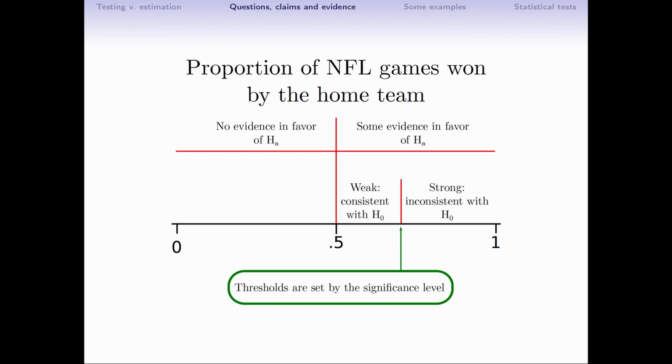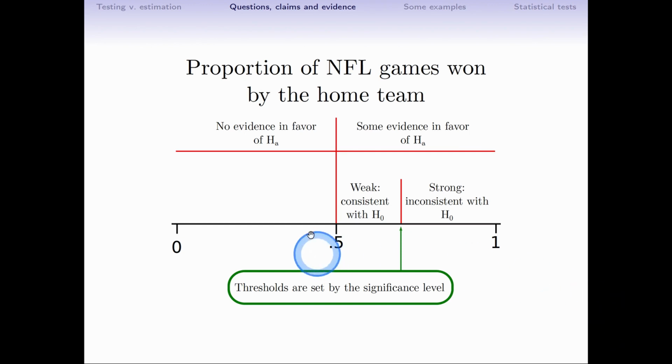On the other hand, if P hat lands between 0.5 and 1, there's some evidence in the sample supporting or in favor of the alternative hypothesis. So for example, if the home teams win 58% of their games, that's pointing in the right direction. That is some evidence in favor of the alternative hypothesis.